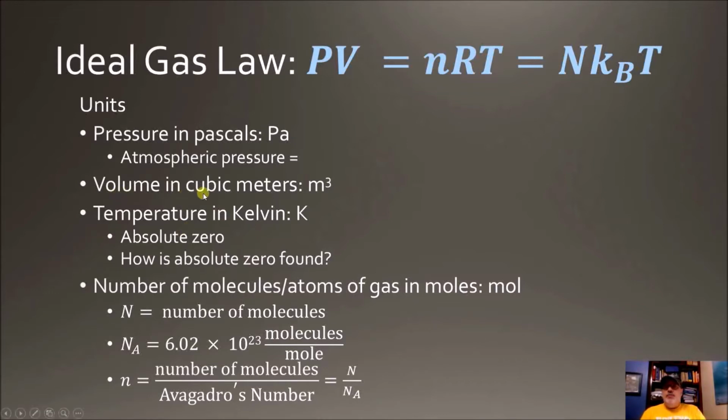Now, the volume is in cubic meters, or meters cubed. Temperature has to be in Kelvin, so we don't end up with any negative numbers, because we can't have negative pressure or a negative volume.